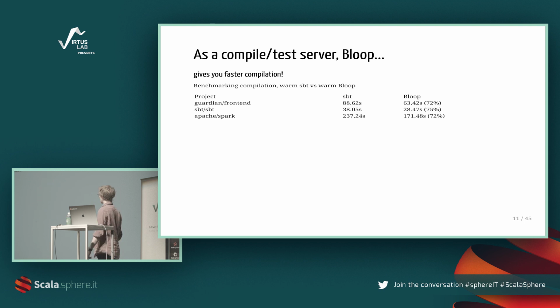This is an example of how long it takes to compile some large and medium projects with Bloop versus SBT. We can see that, for instance, for gradient frontend, we have a 28% improvement on compilation speed, which is great, I think. The same for Spark, and then for SBT it's about 25%. So it shows that the reuse that we have is actually bringing some performance improvements.